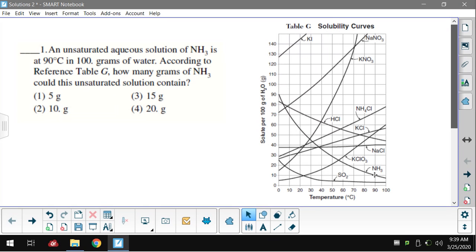So it says, according to the reference table G, how many grams of ammonia could this unsaturated solution contain? Well, the saturated solution is going to be right there at 10, and there's the answer. But an unsaturated solution, remember, is anything under the line. So therefore, the only one that's under the line is 5. So 5 grams is unsaturated. Anything less than 10 at 90 degrees and 100 grams of water is going to be an unsaturated solution. 10 would be a saturated solution. Anything above 10 would be a supersaturated solution.